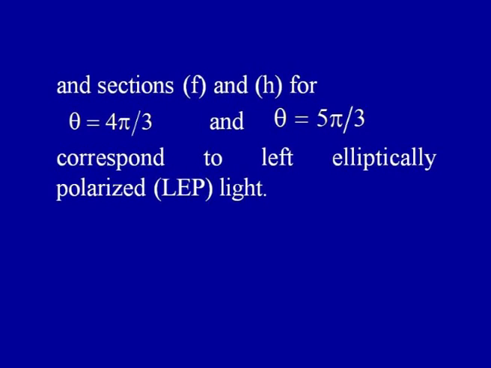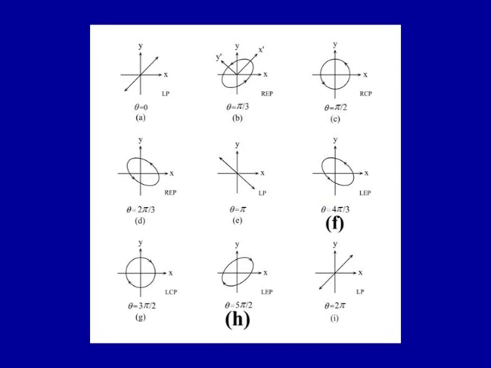Similarly, now the sections F and H, for theta equal to 4 pi by 3 and theta equal to 5 pi by 3, correspond to left elliptically polarized light. These are given here, section F. Again we have elliptical, the only difference is that the sense of rotation is different compared to the earlier case. And again remember, the amplitudes are equal.